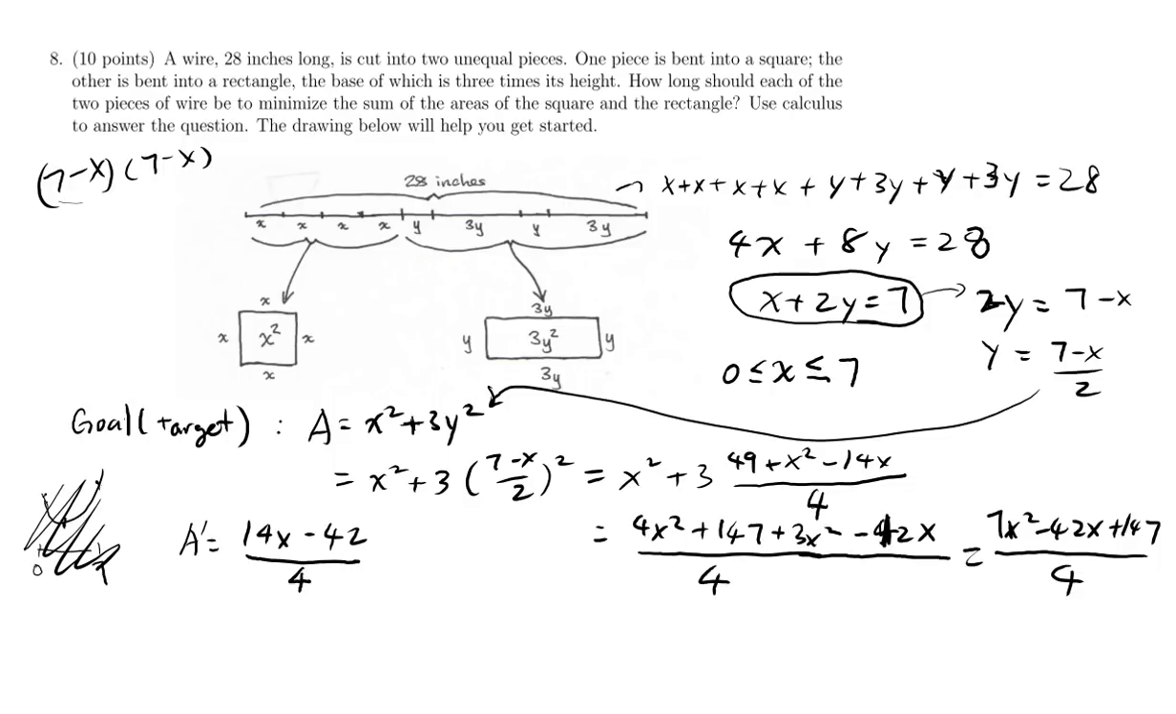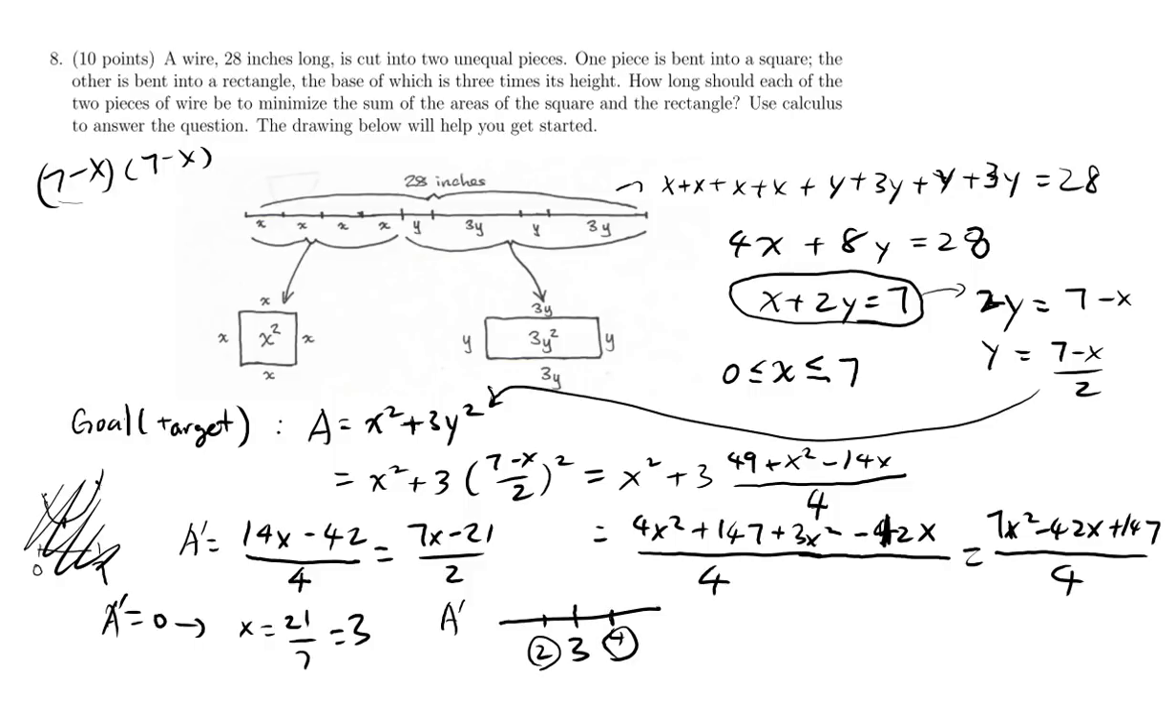That's equal to 0 when, well, let's simplify this by dividing top and bottom by 2. So this is 7x minus 21 over 2, and A prime is equal to 0 when x is equal to 21 divided by 7, which is 3. Now that we know that A prime is 0 at 3, just pick some test points before and after 3. So plug in something like 4 here, and then 2 here, into A prime.